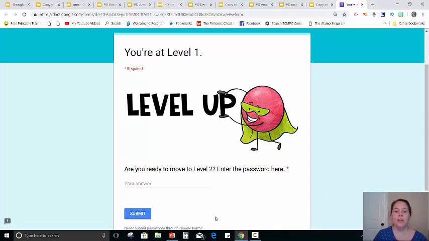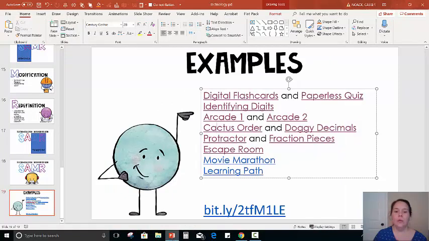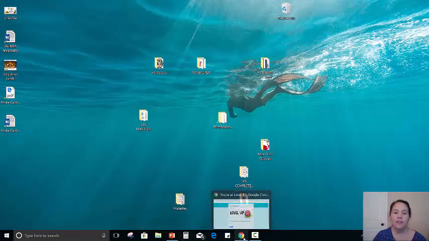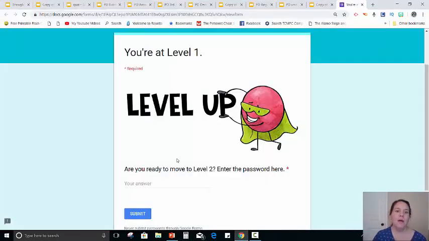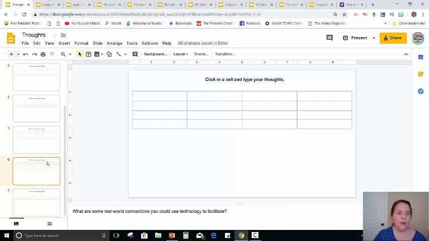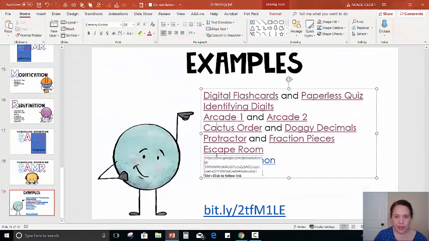So now we're using technology to do something really engaging and fun that the students enjoy, but we're able to do it without a ton of resources. We're able to do all of the passwords and locks through technology instead of actually having physical locks. Okay, so let's go on to the next one and look at the movie marathon.